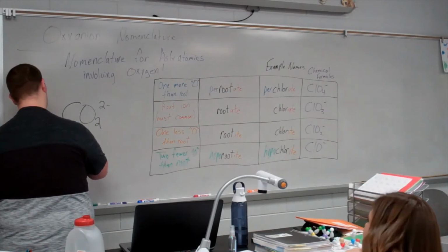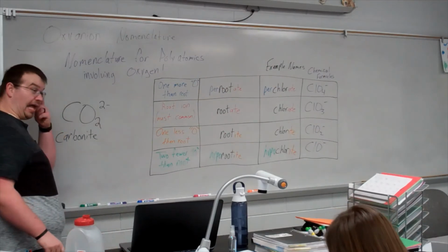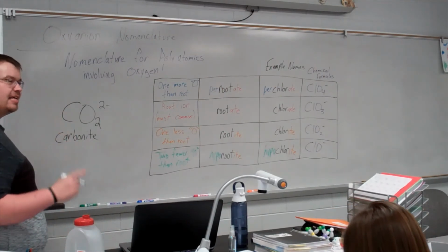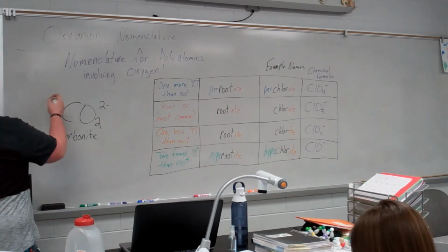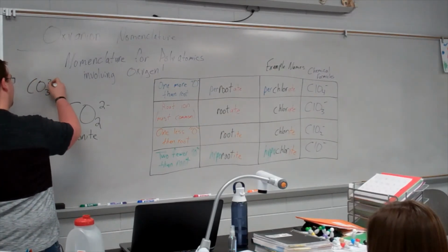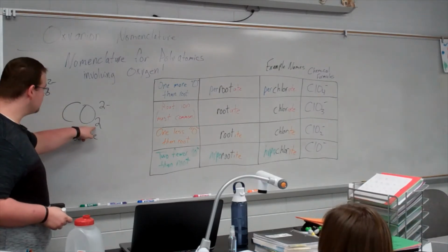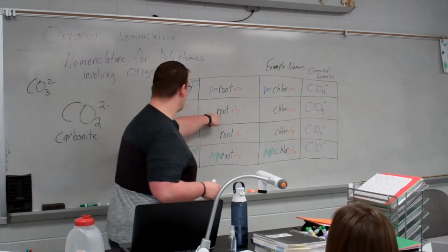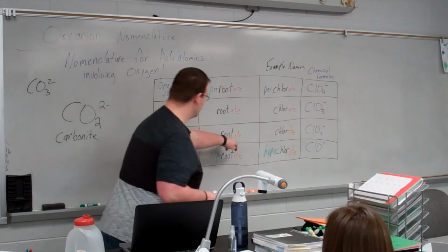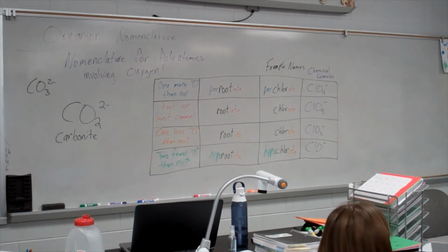So when I said it the first time, and you told me I was wrong, how'd you get that? This is how I did it. I remembered the root. What's carbonate? CO3 2 negative. What's the difference? I've lost an oxygen. So I've lost an oxygen. It's one less than the root.